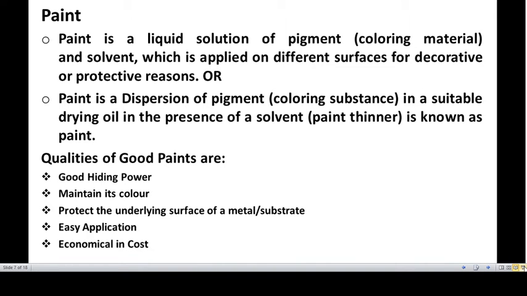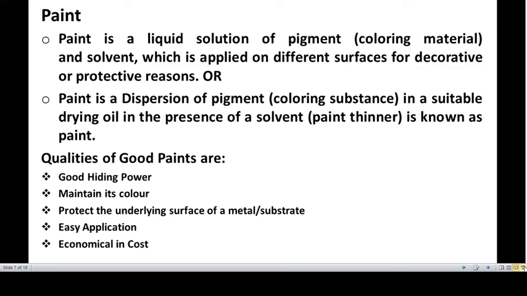What is paint? Dear students, we all know it is an important substance that is used in many day-to-day uses like decoration, protection of surfaces and so on. So paint is a liquid solution of pigment or coloring material and a solvent which is applied on different surfaces for decorative or protective reasons. Paint is a dispersion of a pigment in a suitable drying oil in the presence of a solvent called thinner.